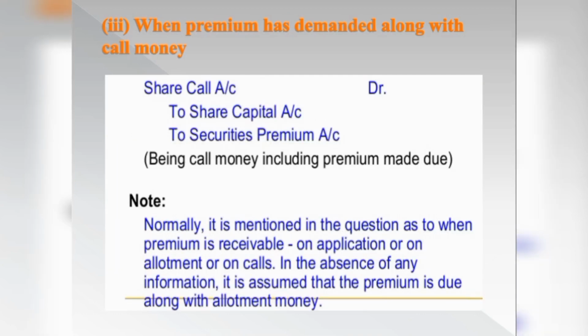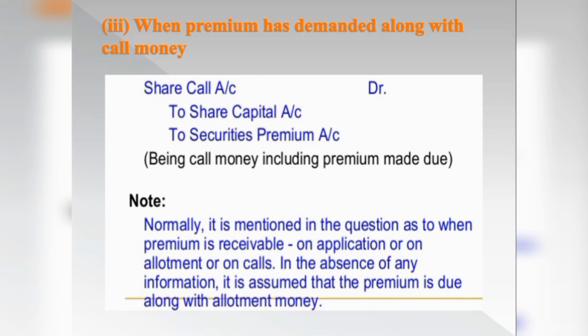When the premium has been demanded along with the call money, the journal entry will be: Share call account debit, to Share capital account, to Securities premium account. The narration will be: being call money including premium made due. Note, normally it is mentioned in the question when premium is receivable, on application, on allotment or on calls. In the absence of any information, it is assumed that the premium is due along with the allotment money.